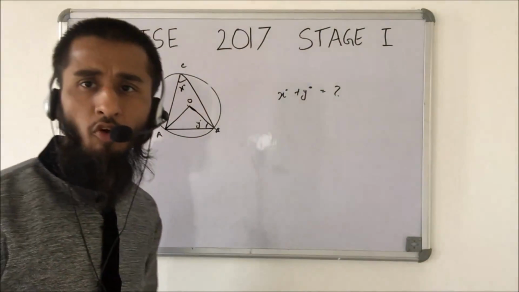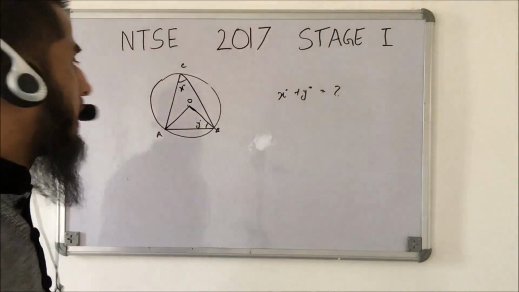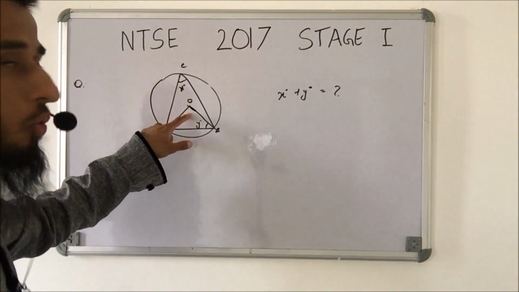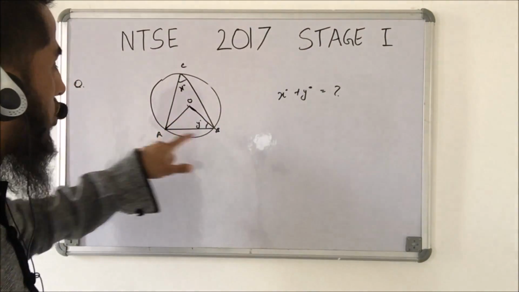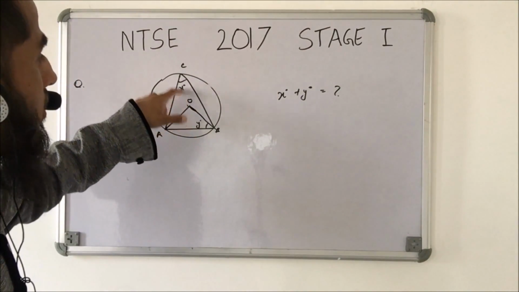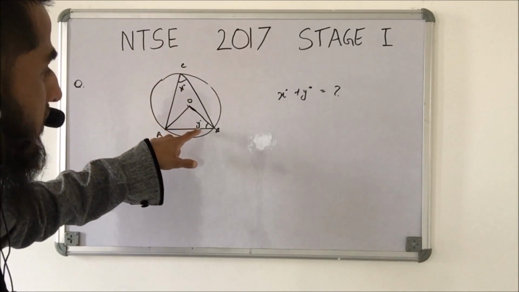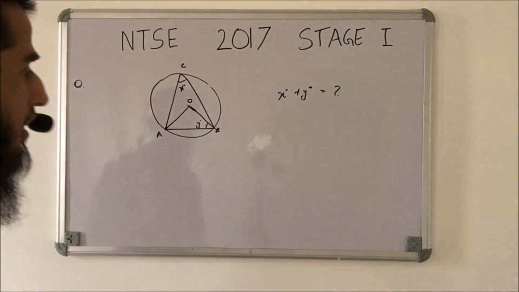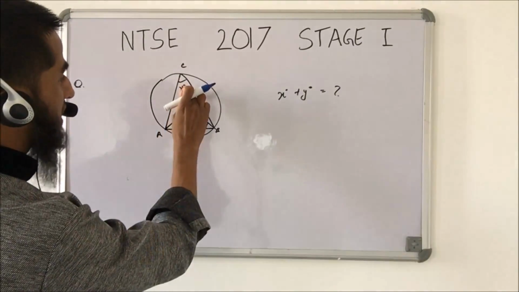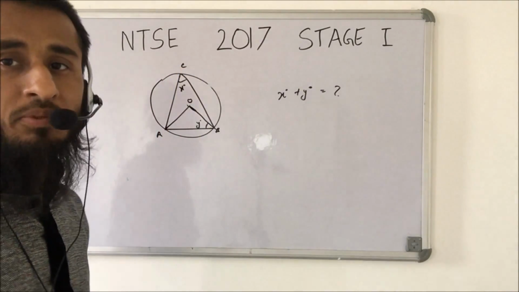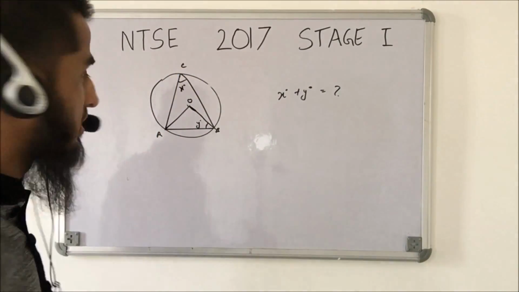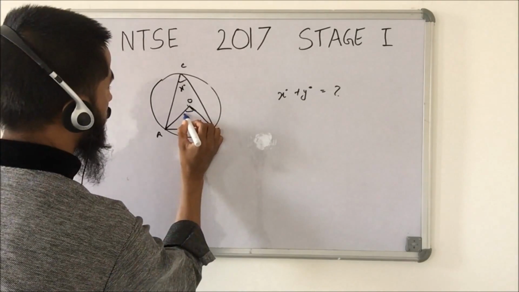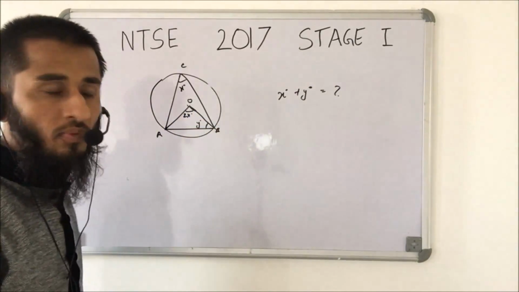This is a very straightforward question based on circle properties, and it says the circle is given with center O, and this chord subtends x degrees at the circumference, and another angle y degrees is given. We need to find out the value of x plus y. And we know that if any chord subtends x degrees on the circumference, then it subtends double the angle at the center. So this angle becomes 2x degrees.